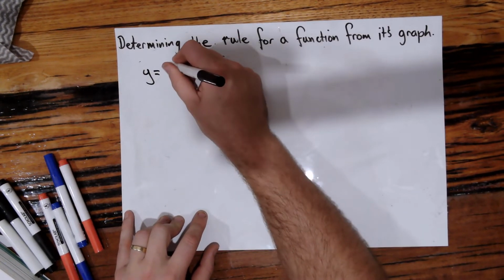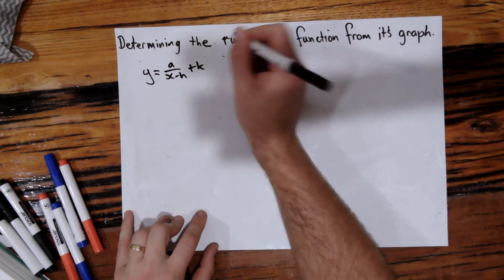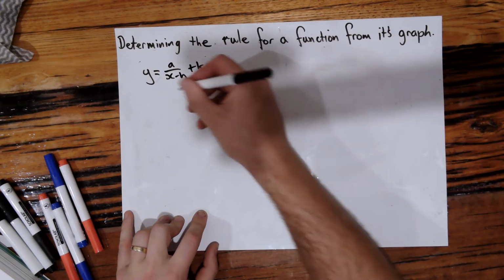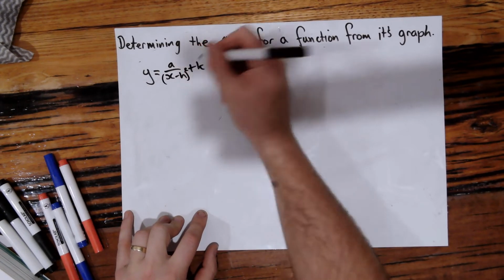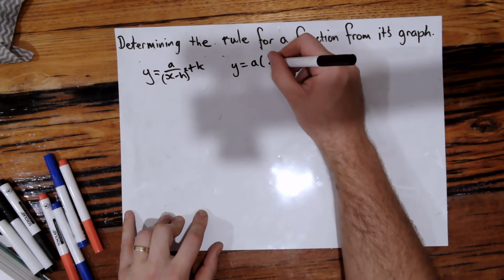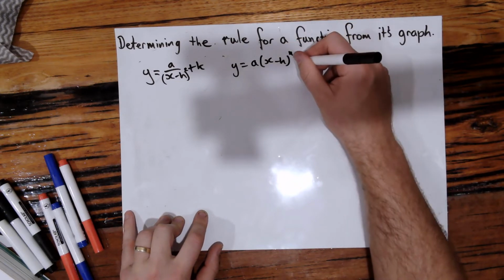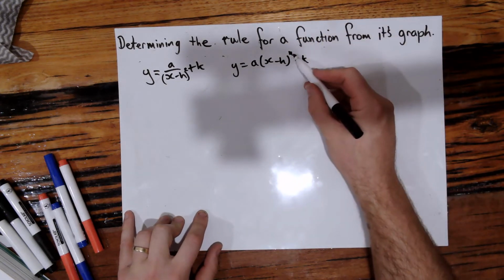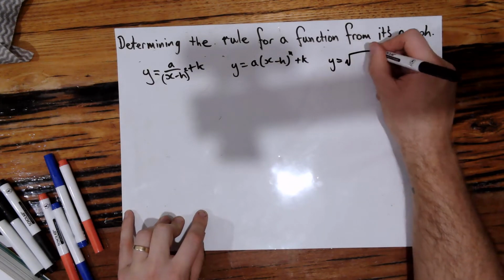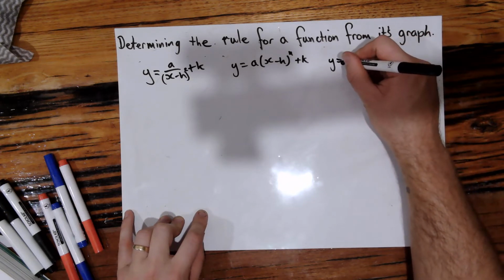So for example, we could have a hyperbola, in the form of y equals a on x take h plus k. It could be a truncus, so it's going to be squared. Could have a power function, a outside of x take h to the power n plus k. You'll know what the n is though, it won't be something you need to determine. Or it could be something like a square root function. Any of these types of functions.